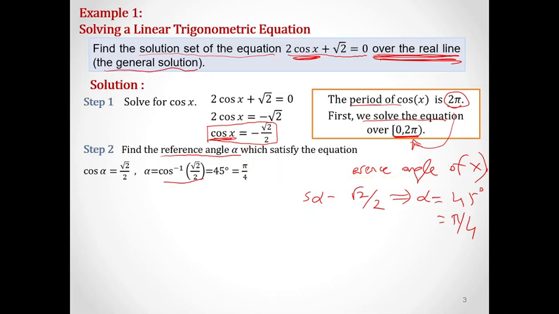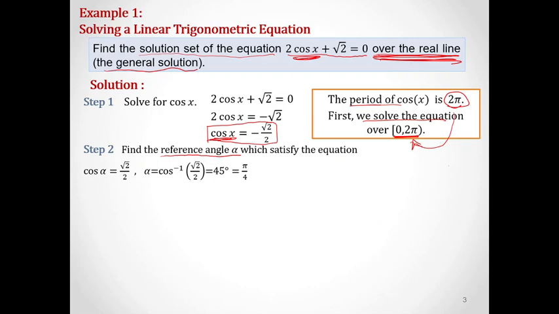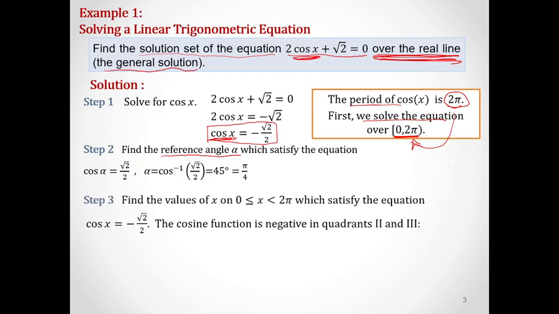Now the reference angle of x is at hand. We have it. Now the next thing we have to do is find the x values between 0 and 2 pi satisfying this equation. So for this reason we use the reference angle. So the reference angle is pi over 4.